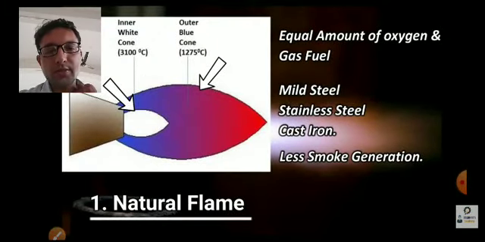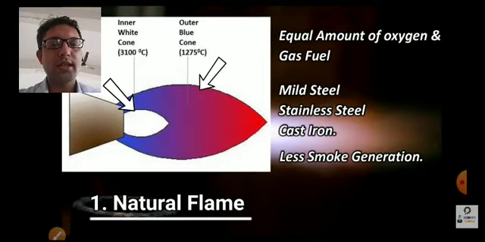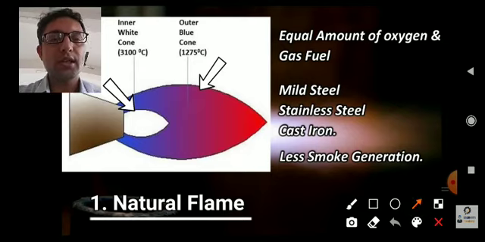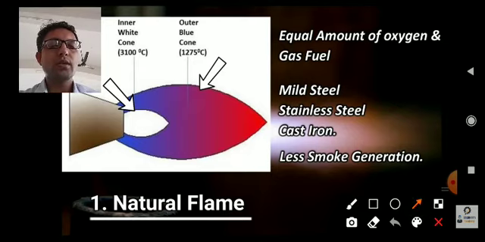Now see in the figure that in the neutral flame there is an equal amount of oxygen and gas fuel. Gas fuel means acetylene supply. Whenever we create this neutral flame, two types of cone are generated like this. This is the first cone, called the inner cone. It has a temperature of 3100 degrees centigrade, and also the outer cone, that is the outer blue cone. In the flame there are two cones generated.